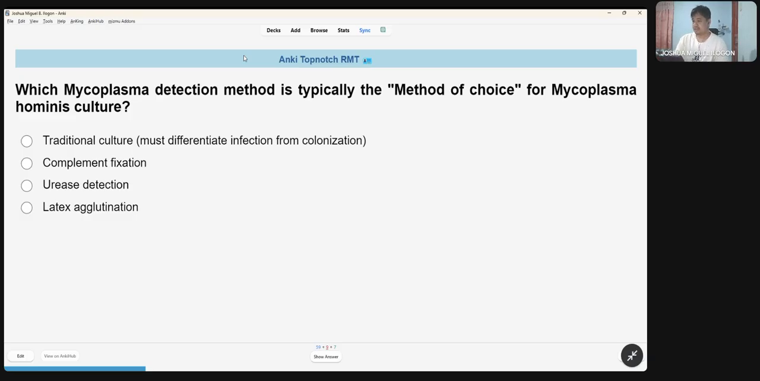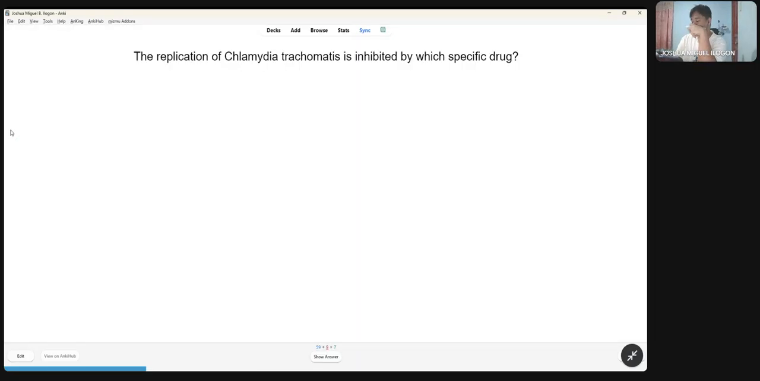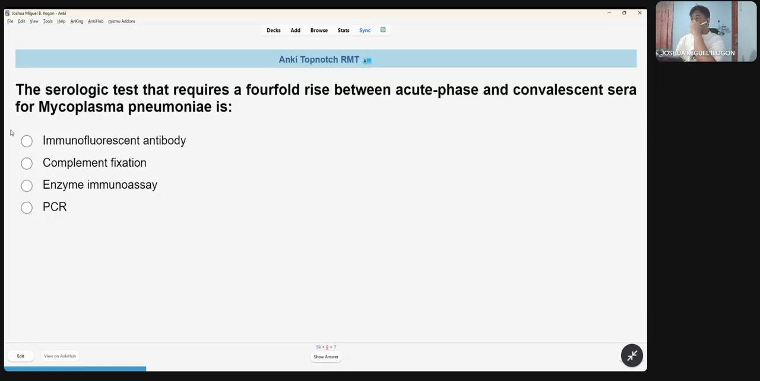Which mycoplasma detection? The longest answer, traditional culture. This one is the sulfa drug, sulfonamide. Serologic test requires a fourfold rise between acute and convalescent phases. Complement fixation. Fourfold increase between phase events, greater than 30.